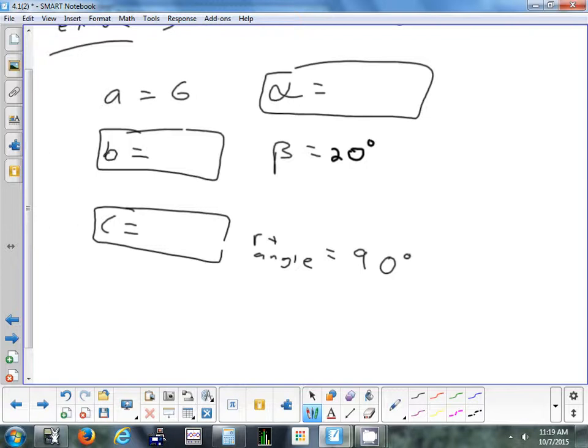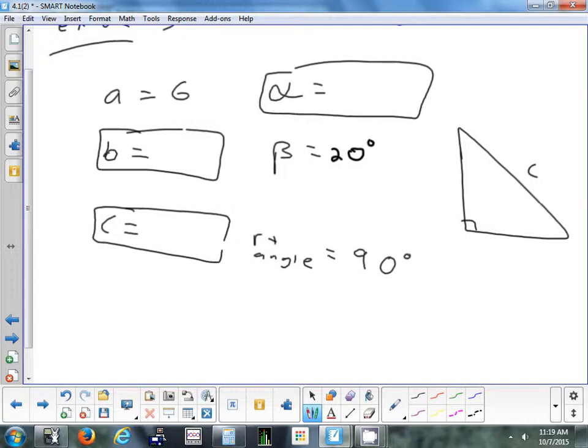Yeah, I should draw a picture. Unless you're really good at visualizing beta in your head and figuring out what's opposite beta and what's adjacent to beta, you need a picture. It doesn't matter where you put A and B. Just make sure wherever you decide to put A, put alpha across. Wherever you put B, put beta across from it.